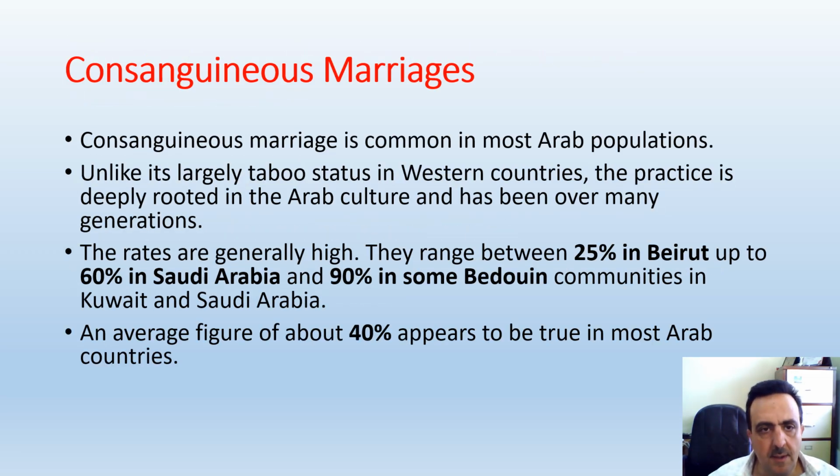Consanguinity is really very high among Arabs. Although it's not very common in Western countries, it's really very common in the Arab world. The rate ranges from 25% in some countries to 60 or 90% among Bedouins in some regions in Kuwait and Saudi Arabia. Generally, we can talk about a 40% rate of consanguinity among Arab countries. Here in Syria, it ranges from 20% to 70% in some of the western part of Syria as well.